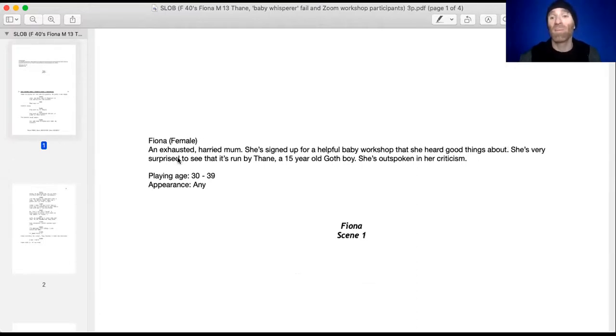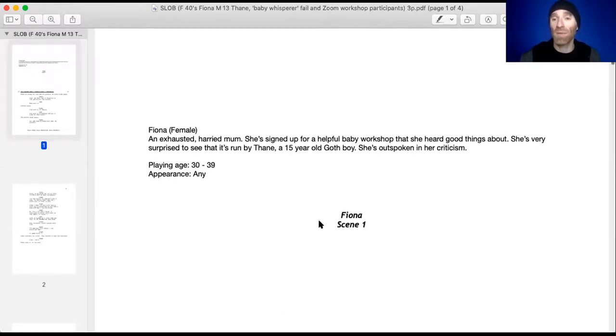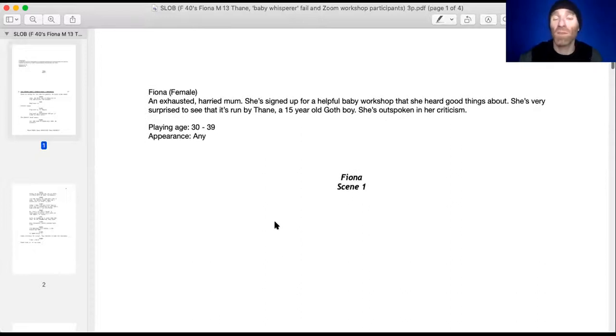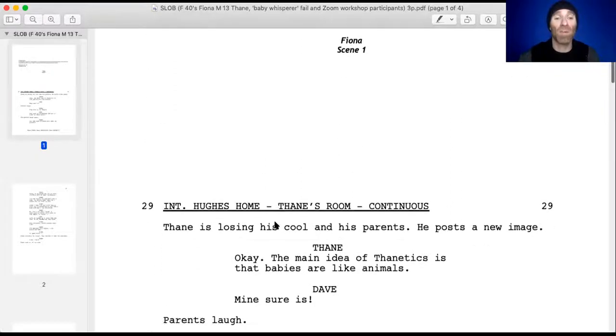So we've got the description of the character: Fiona, female, an exhausted, harried mum. She's signed up for a helpful baby workshop she's heard good things about. She's very surprised it's run by Thane, a 15-year-old goth boy. She's outspoken in her criticism. So this is the actual breakdown for the character. You can see it's a little bit different from the breakdowns that we typically get in the US and in Canada, the ones that are breakdown services standard. This one is from the UK, that's just my guess. That's why it is coming across different.